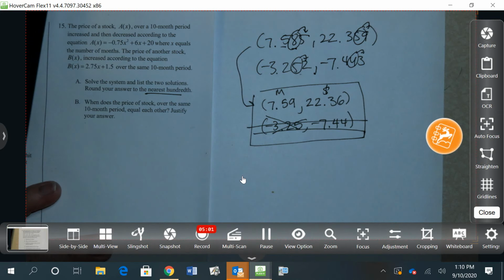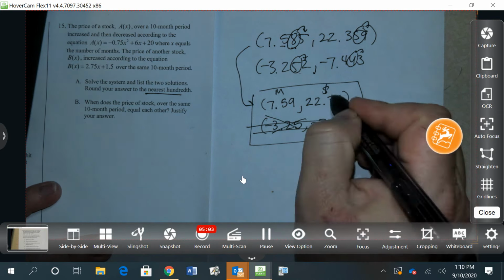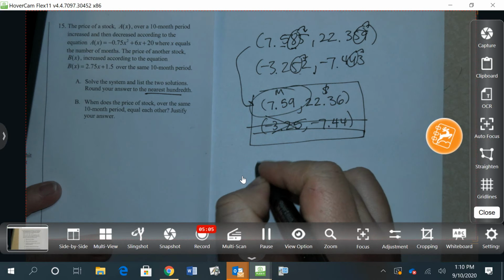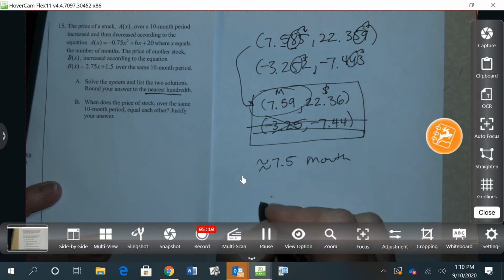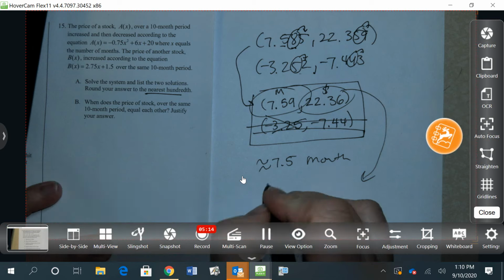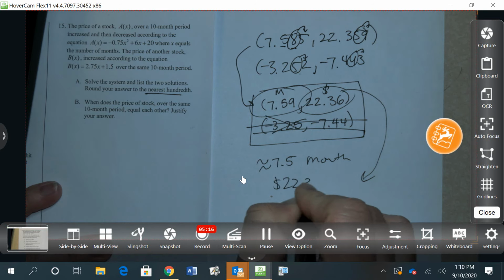So when does the price of stock over the same 10-month period equal each other? They equal each other after approximately 7.5 months. And if it asked what the price of the stock is when they're equal, it would be approximately $22.36.